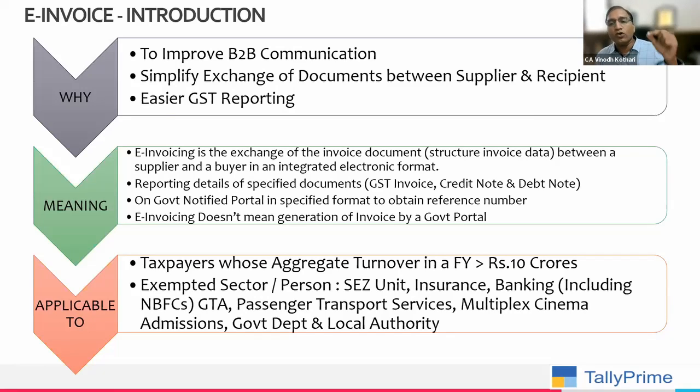You generate your own invoice. In the invoice, you have certain data. What is the data you are having? You have your supplier name, the supplier address, the GST number of the supplier, then the recipient name, recipient address, invoice number, invoice date, HSN code, the product, the rate, the commodity, the rate, value, GST, all these data are there.